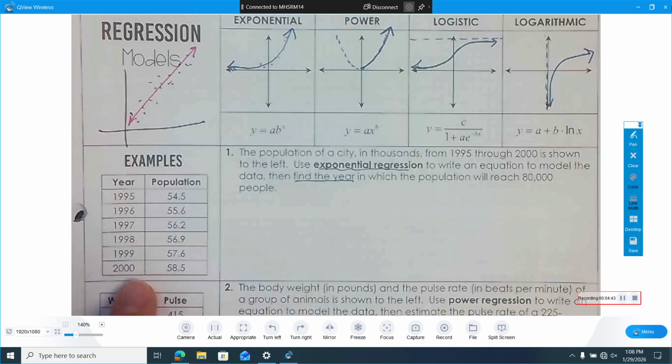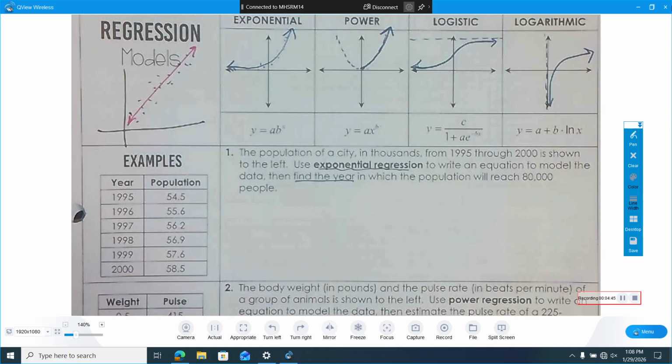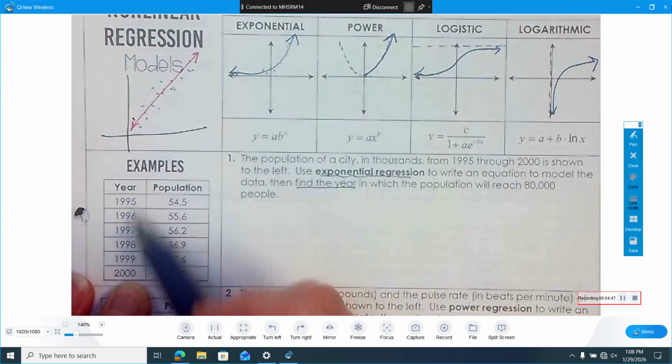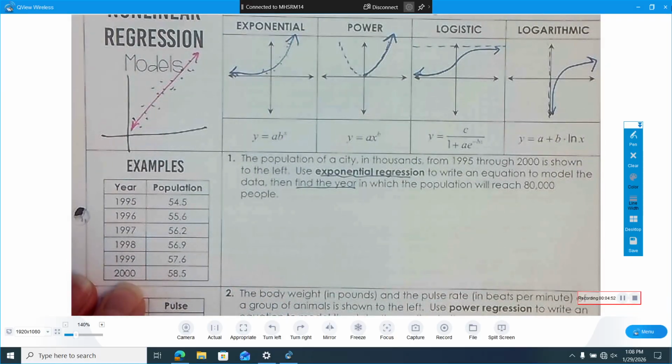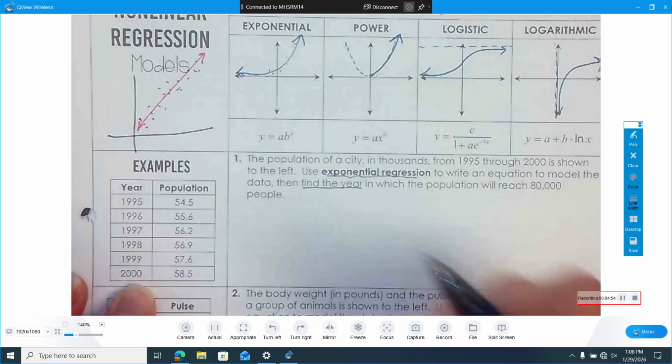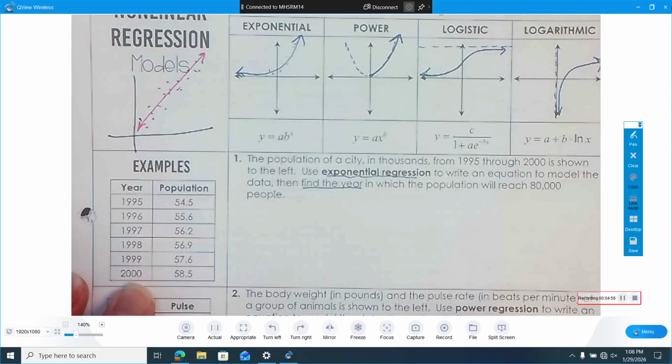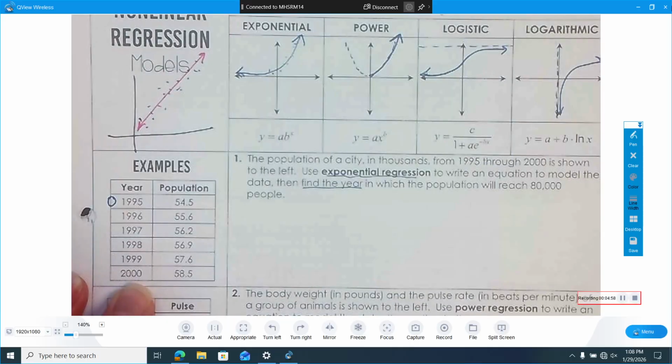So what we're going to do is we're going to learn how to put all this stuff into our calculators. And the nice thing about using years is that I can reset them to whatever I want. So I'm going to just, instead of having to type in 1995, can I just call it 0? Yeah.